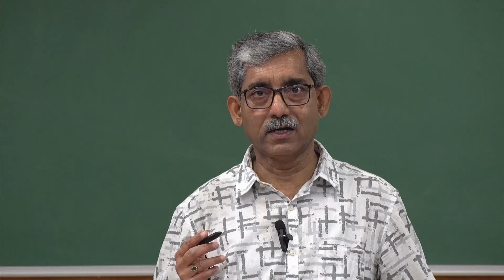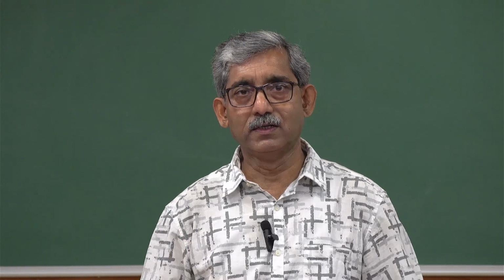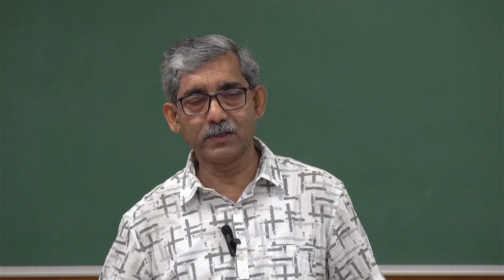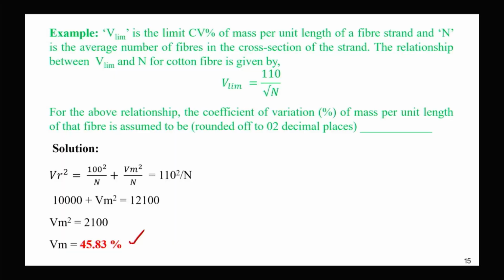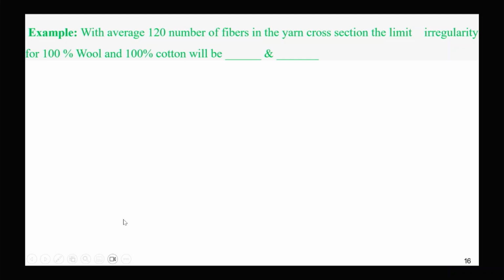So, hello everyone. We'll continue with the numerical part of evenness, and in the last class we were discussing limit irregularity, how to calculate the limit irregularity. We have seen with this relationship that the factor is constant, 110 for any fiber. For a particular type of cotton we have got 110 by under root n. We have seen the variability has increased from 35% to 45%.